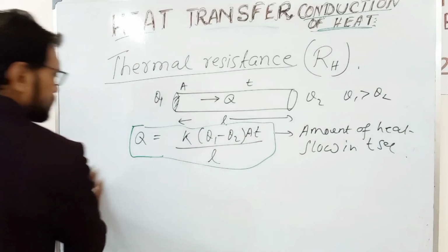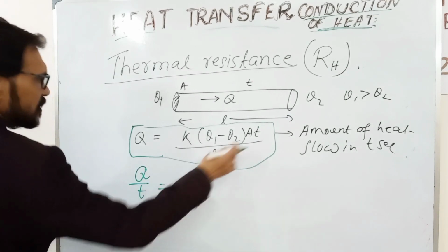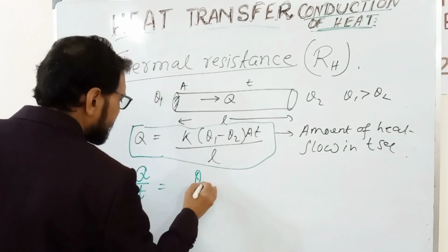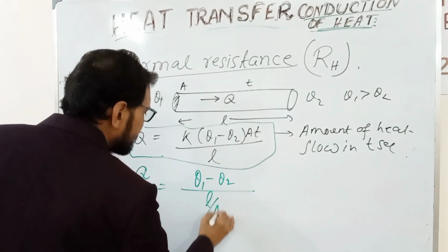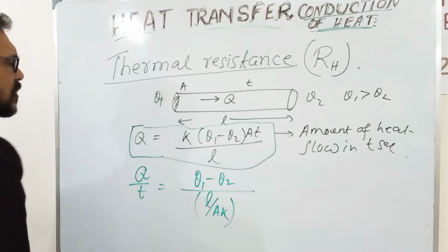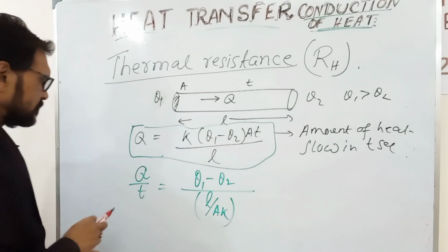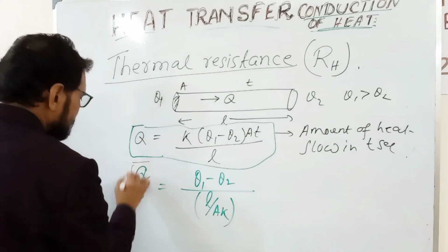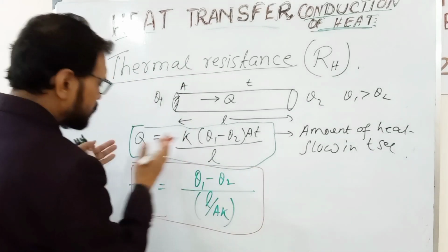Now, the rate of heat flow Q by T equals (theta 1 minus theta 2) divided by (L by AK). We can write the expression like this. So now watch this formula.